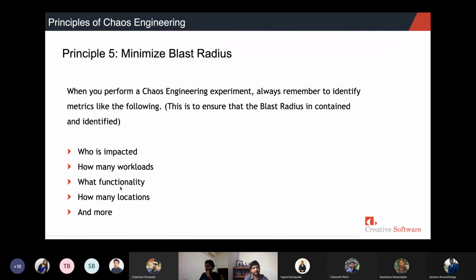And then principle number 5, the last principle, is that you need to scope the blast radius. You have to minimize the blast radius. So when you perform a chaos experiment, always remember to identify metrics like the following, because you need to contain it and know that not everyone is affected by this. You need to understand who is impacted, how many workloads, and what functionality is impacted. How many locations, like the Asian region or different regions, are affected, and many more. So these 5 principles will teach you how to run and conduct experiments the way you want.